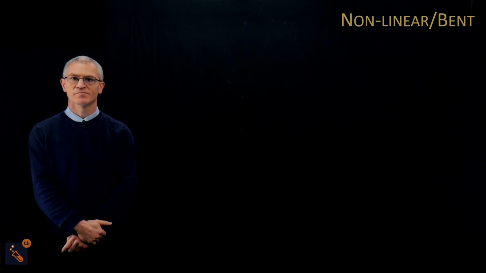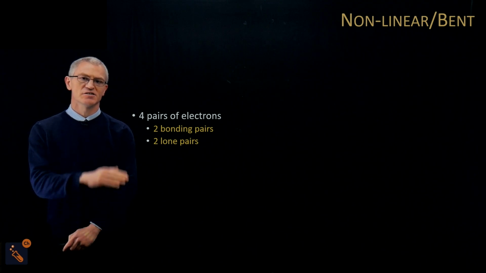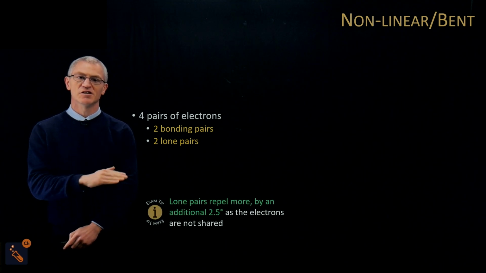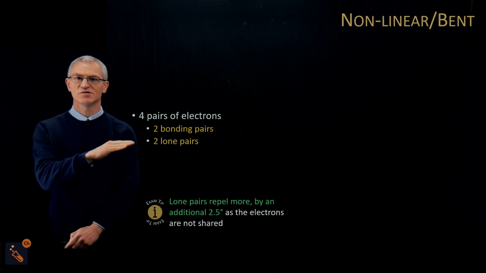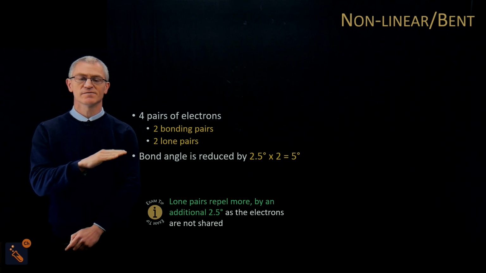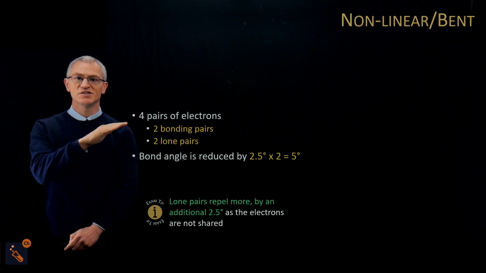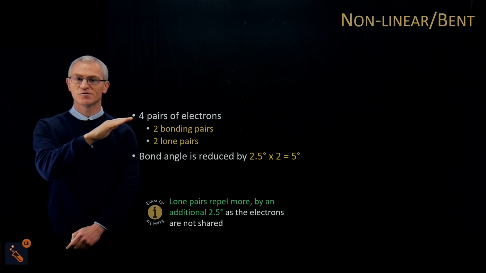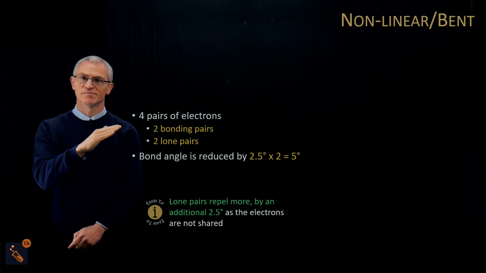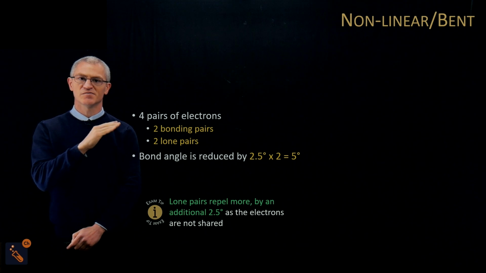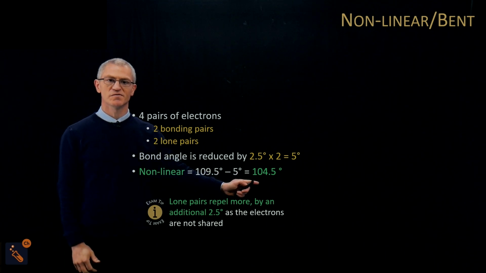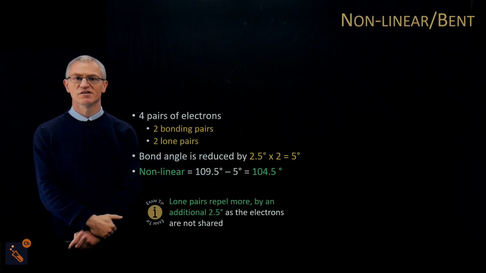The next angle we're going to discuss is the nonlinear or bent angle, sometimes also known as angular. That has 4 pairs of electrons, which consist of 2 bonding pairs and 2 lone pairs. Now we know from our exam tip before that lone pairs repel by 2.5 degrees more, but we have 2 lone pairs. So therefore the bond angle is reduced by 5 degrees because 2.5 times 2 is 5. But we need to know what is the original bond angle. The original bond angle is based upon the 4 pairs of electrons. If you go back, you'll see that 4 pairs of electrons is a tetrahedral shape. So tetrahedral is 109.5. If we take the 5 away from 109.5, we get 104.5. So 104.5 is our angle for non-linear.